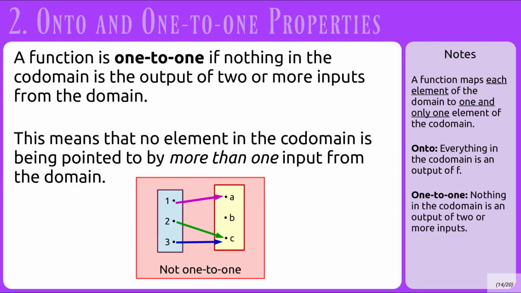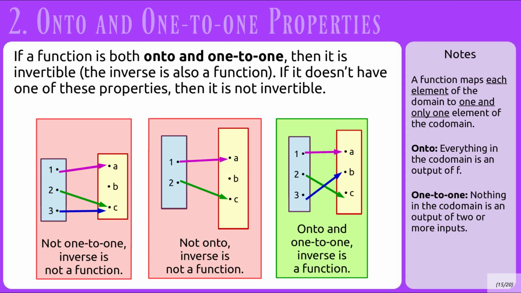And a function is one-to-one if nothing in the codomain is the output of two or more inputs from the domain. This means that no element in the codomain is being pointed to by more than one input from the domain. If a function is both onto and one-to-one, then it is invertible, which means the inverse is also a function. If it doesn't have one of these properties, then it is not invertible.